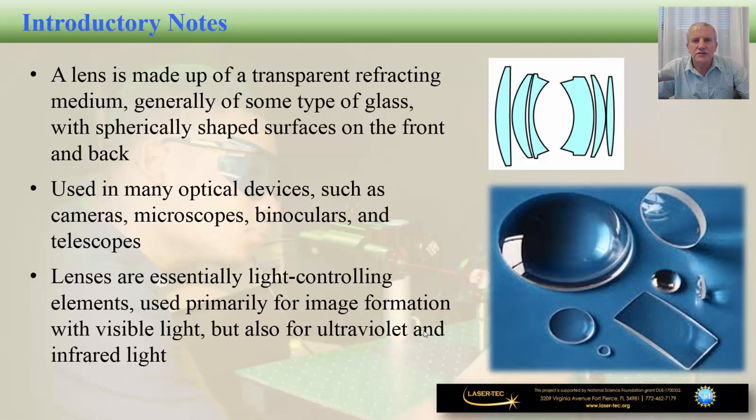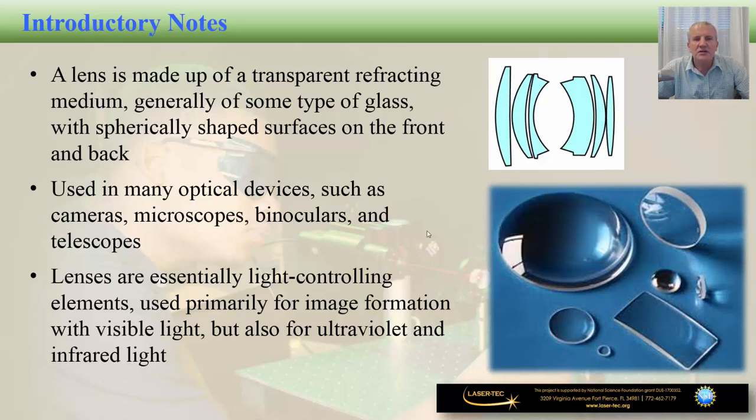So to briefly introduce this important optical component that's used in many optical systems, a lens is a component that's made up of a transparent refracting medium, generally some type of glass, and it's spherically shaped on the front and on the back. It's also important to know that some of the lenses have planar surfaces, so we can have many different types of lens shapes, as the picture on the right hand side shows.